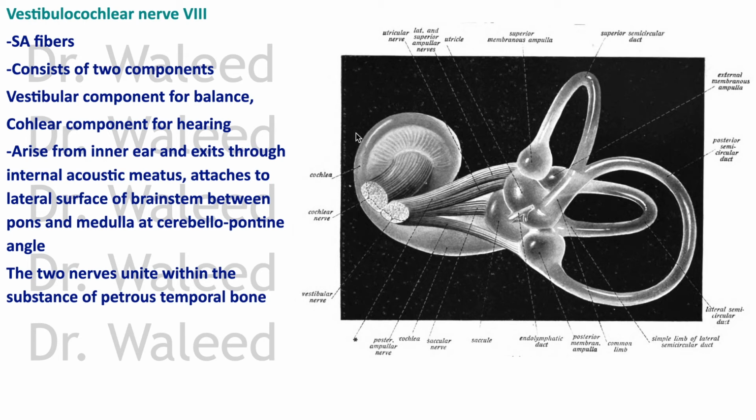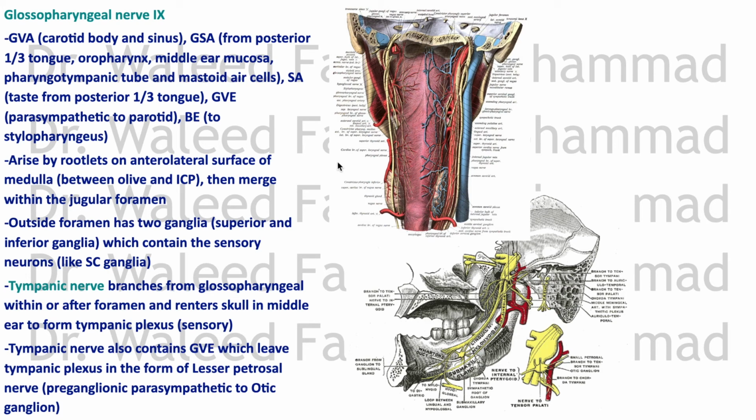Okay, one complete sphere. The two nerves unite inside the substance of the petrous temporal bone, exit through the internal acoustic meatus, and enter the brainstem at the cerebellopontine angle as well, lateral to the nervus intermedius. So it is liable to be injured in tumors at this area. It expresses itself with impaired balance and tinnitus, actually, or a kind of vertigo or nystagmus, okay, because of the impaired balance.